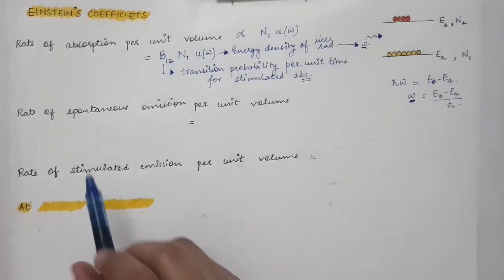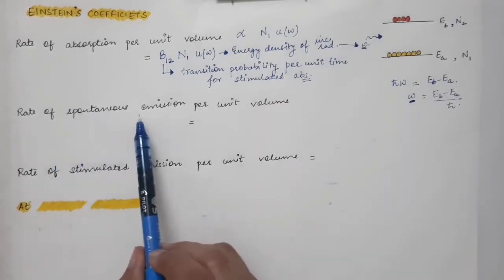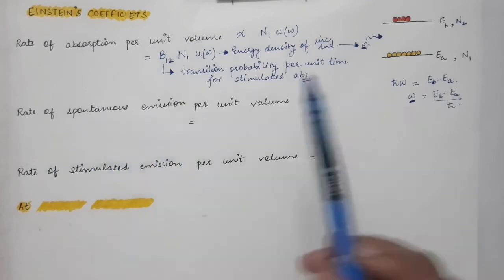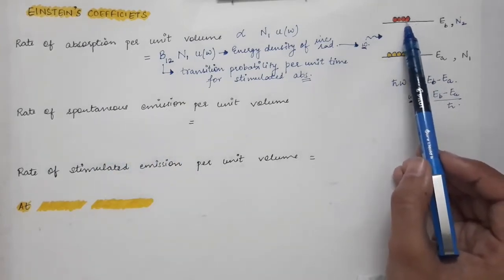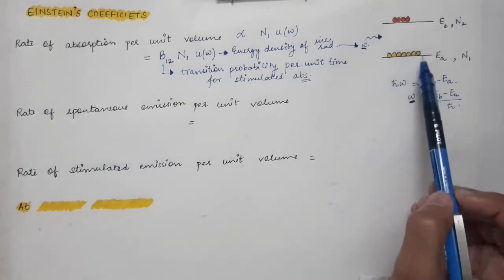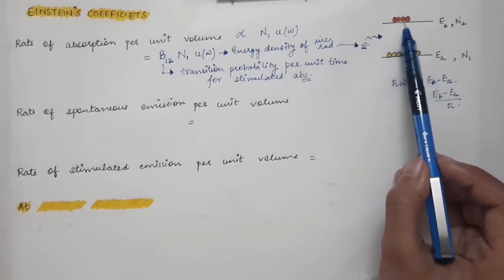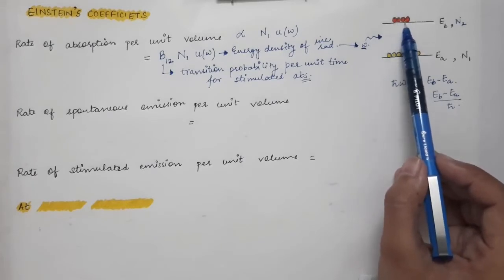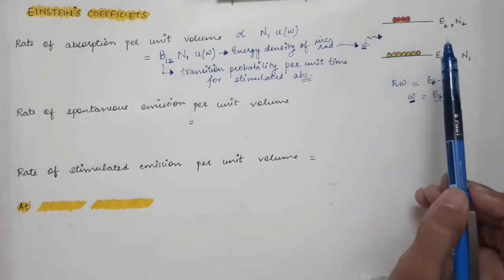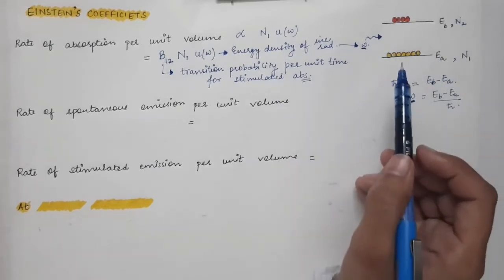Now next, we want to find the rate of spontaneous emission. Spontaneous emission is when atoms from the excited state spontaneously go to the lower state. So there is no triggering from outside. These atoms go to the lower level naturally. So that is the spontaneous emission.